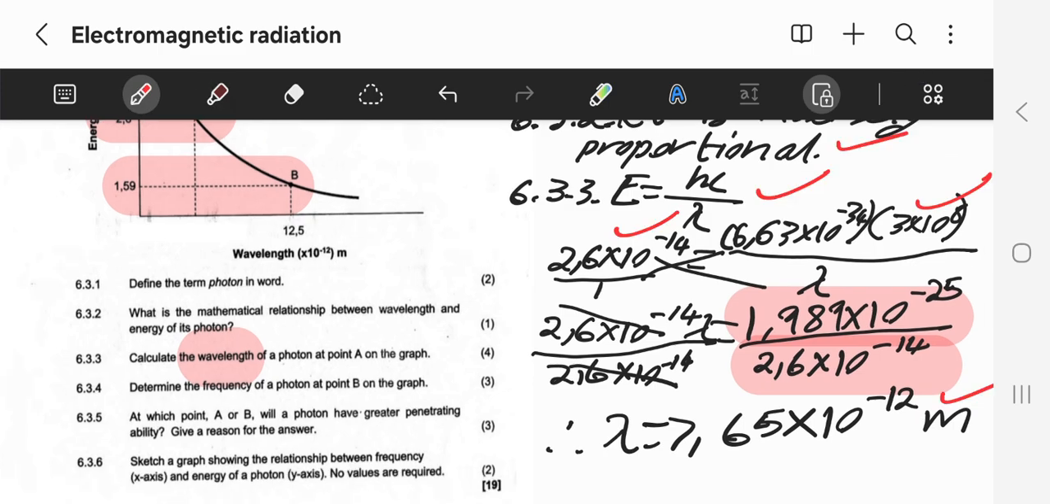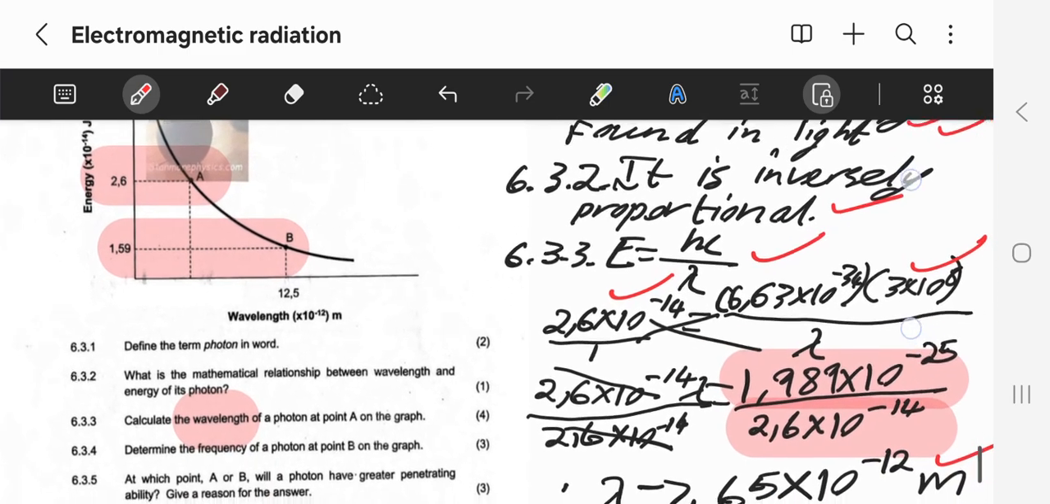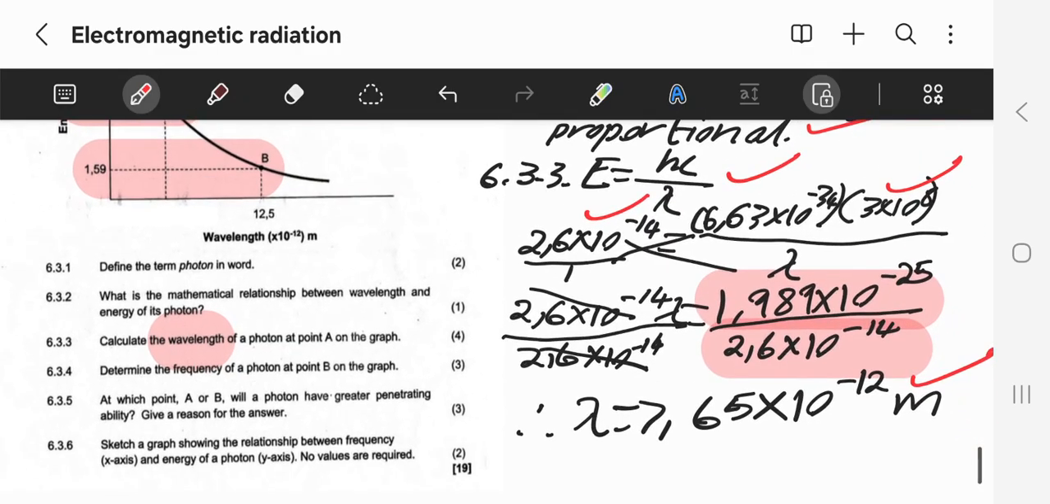Before we go to that next question, I just thought I should show you how you mark. You should give yourselves 2 marks for the definition. Give yourself 1 mark for saying inversely proportional. Then for 6.3.3, you're going to give yourself a mark for the formula, then the substitution of energy, and then the substitution of the Planck's constant and speed of light, and finally the answer.